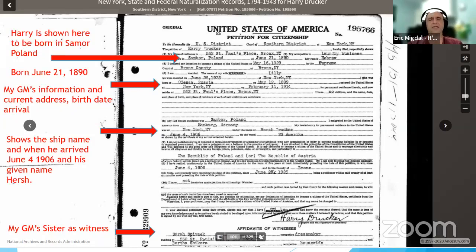Always look to witnesses on documents. This one happens to be my grandmother's sister. Okay. It has their maiden name listed. I can now go back in time and look for information about my grandmother, her sister, with their maiden name. Okay. And the main reason I knew it had to have been someone related to them is because they gave the same address that they are living at, St. Paul's Place in the Bronx.